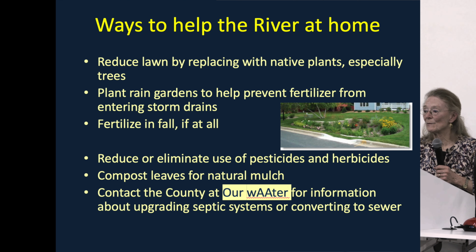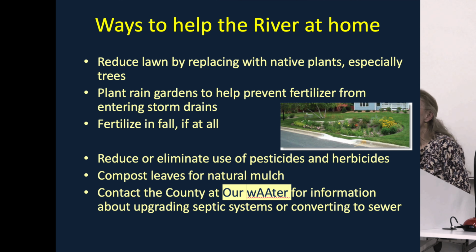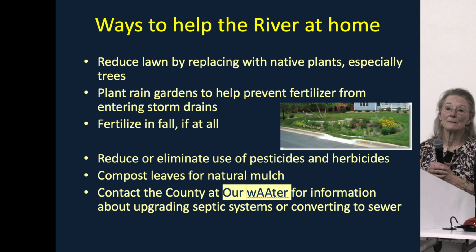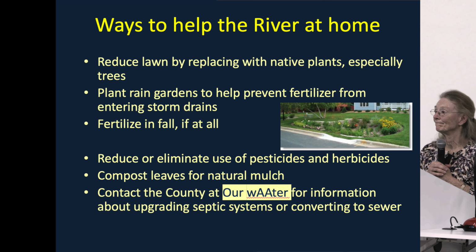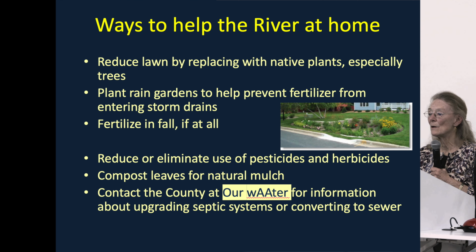And of course, pesticides and herbicides. Composting leaves is always a great thing. So this is the website for the Department of Public Works, Our Water. Notice the 2 double capital A's there for Arundel. So if you just go to Our Water on Google, you will pull up this website. And you'll see a lot of great stuff that they're doing. And particularly, you'll find out about converting from septic to sewer if your community can do that. There's maps on there showing which communities are eligible and information on how to apply for that.